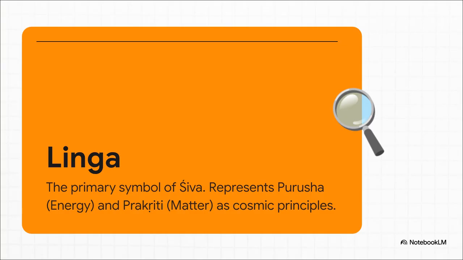Now, philosophically speaking, the linga is an aniconic symbol. That's just a fancy way of saying it's not supposed to look like a person. Instead, it represents the two fundamental principles of the entire universe. You have the upright form, which is Purusha, that's pure, formless consciousness, raw potential, and its base, the pedestal, is Prakriti. That's the material world, substance, nature itself. You put them together, and what you get is the engine of all creation.